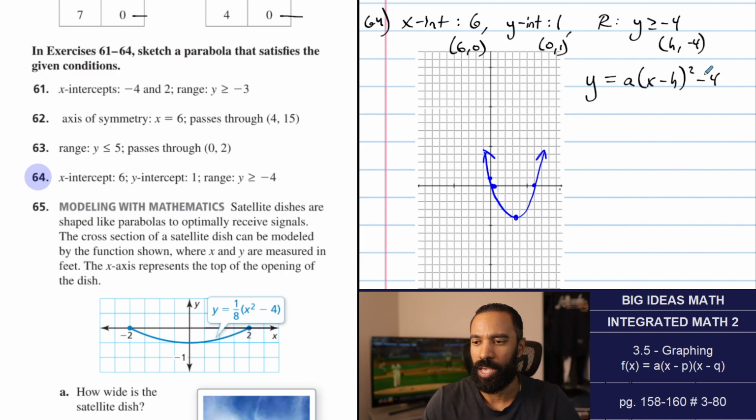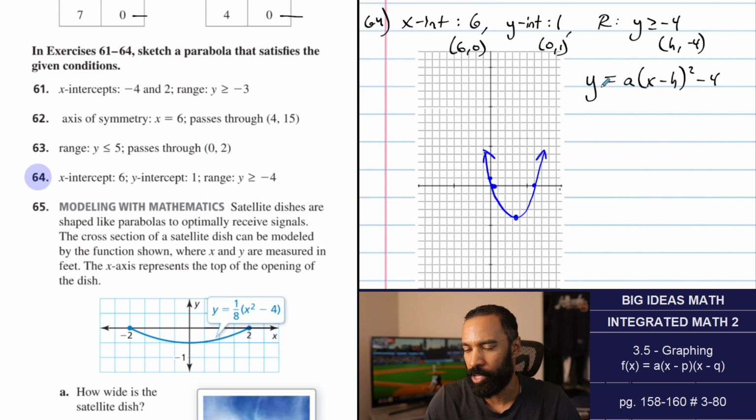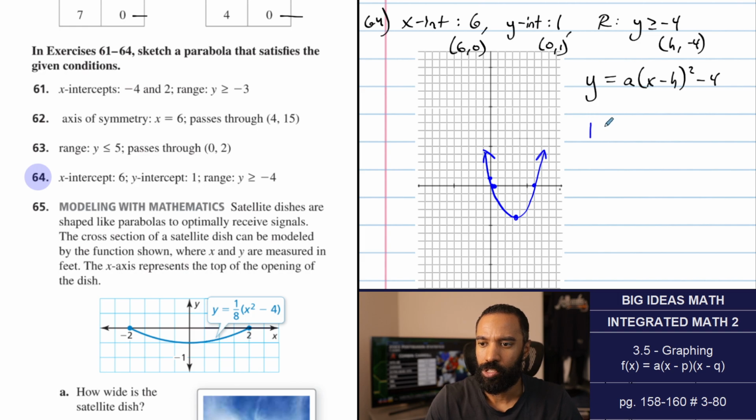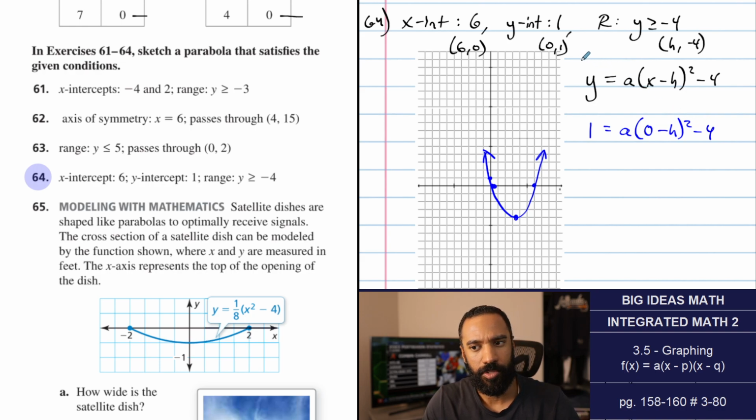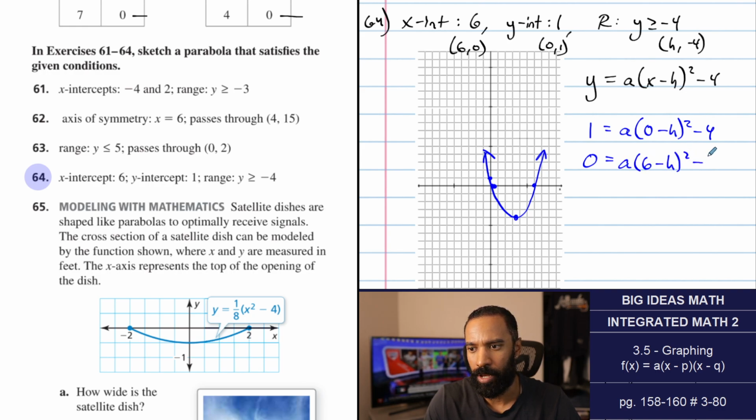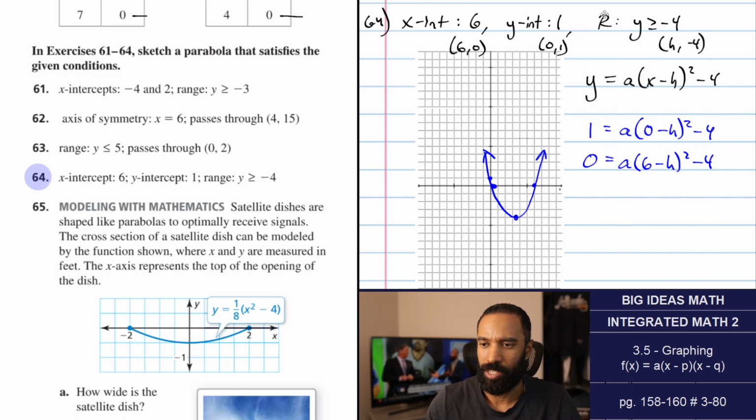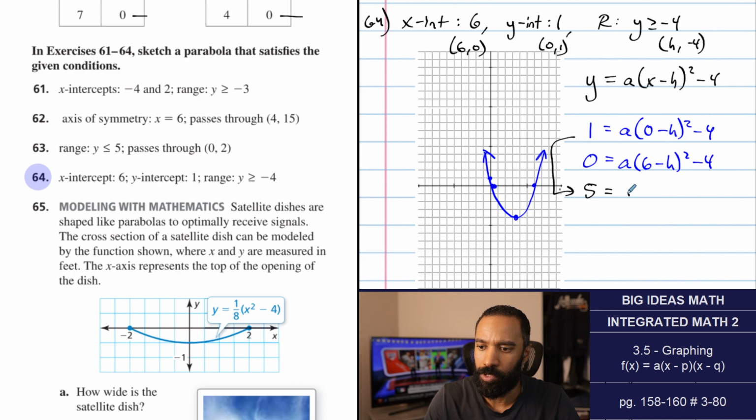What I'm going to do is substitute; this is beyond what you will know. I just want to find it. I want to substitute 1 for y, 0 for x once. And then I'm going to substitute 6 for x and 0 for y. So 0 equals a times (6 minus h) squared minus 4. Okay, I'm going to add 4 to both sides. Let's start with this one. I add 4 to both sides, and I get 5 equals a times (-h) squared, which is just h squared. Remember, my goal is to solve for both a and h.